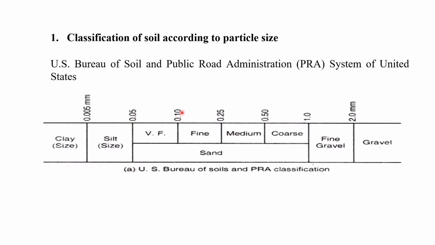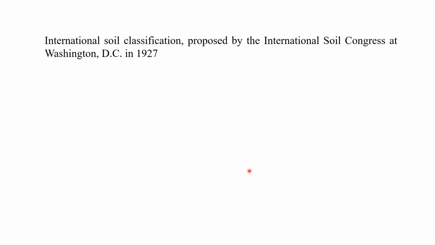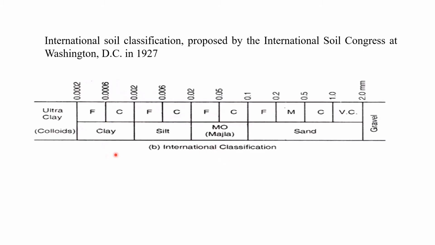From 0.05 to 0.10 mm is very fine sand, and then from this range to this range is fine, medium, and coarse. So this comes under the sand category. 1 mm to 2 mm is fine gravel. More than 2 mm is the gravel category. So according to these sizes, the US Bureau of Soil classification has been carried out.